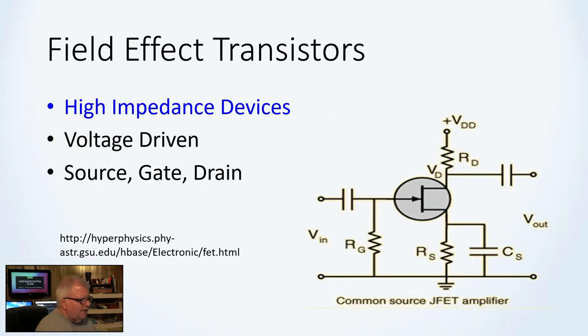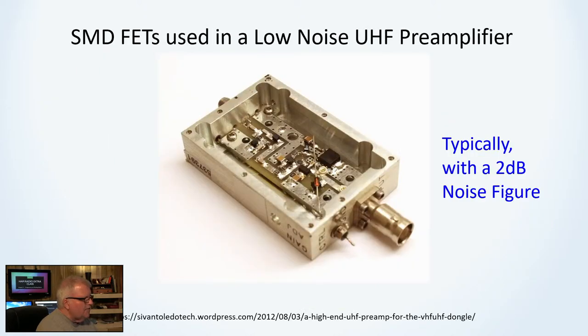Field effect transistors are another kind of common transistor, whereas the bipolar transistors are current devices or low impedance devices. Field effect transistors, we say, are high impedance devices. They're driven more by voltage than current. And you might remember they have a source, a gate, and a drain. Field effect transistors are used a lot in low noise UHF or above preamplifiers. Surface mount device field effect transistors are used here in this receive preamplifier. Typically, they have about a 2 dB noise figure. That's pretty common, and so that adds about 2 dB of noise to the signal that is being amplified.